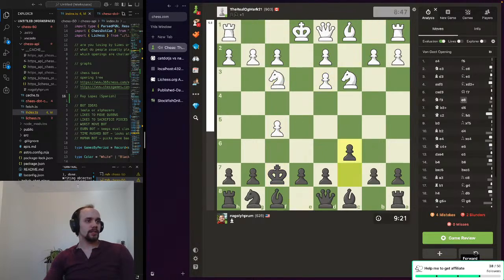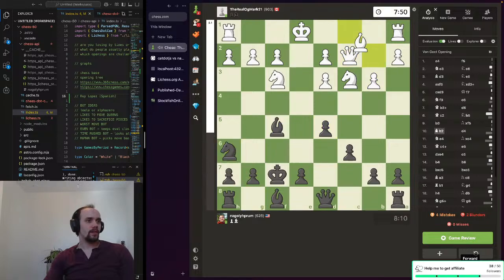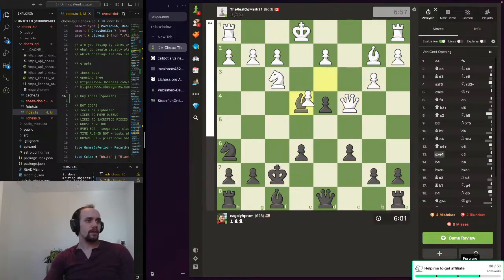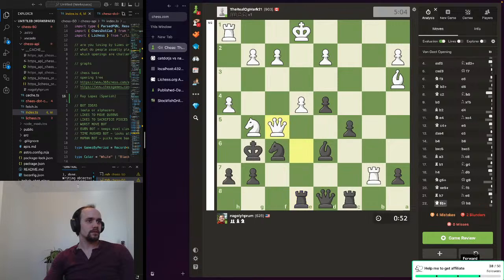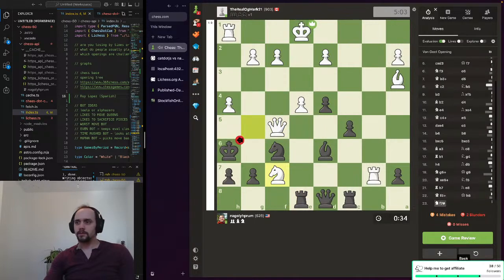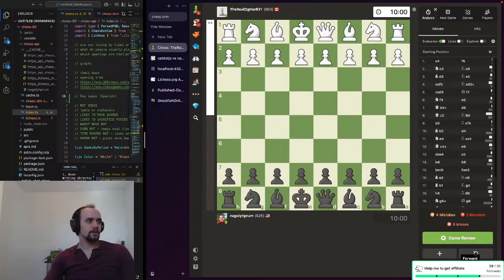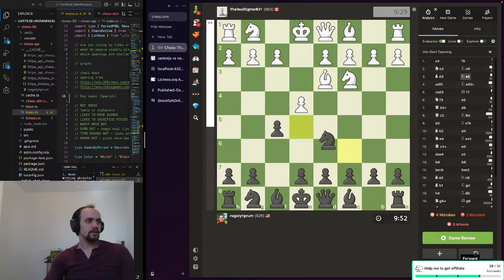Did I even move my queen that game? Just sat there the whole game, didn't she? Didn't move her once. Didn't like g6. g6, you just take the pawn.